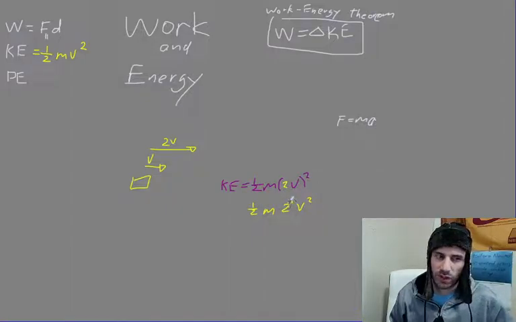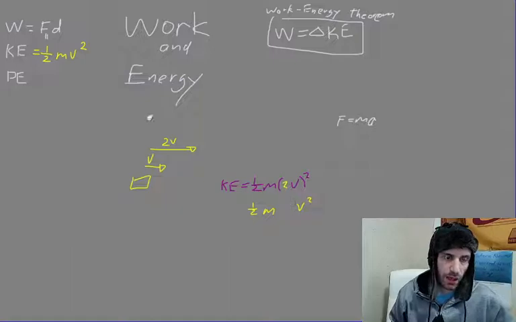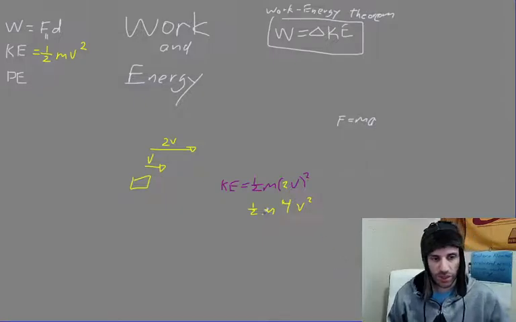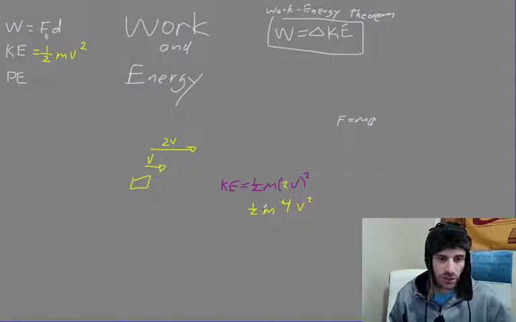Well, what's 2 squared? 2 squared is the same thing as 4. Okay, so let's go ahead and change that to a 4, right? 2 squared is the same thing as 4, so I'm going to change that. So the right side of the equation is, instead of it being 1/2 mv squared, it's now 1/2 times 4 v squared. So that means that the right side of the equation has changed by a factor of 4.